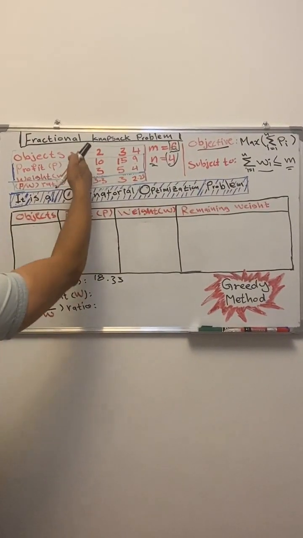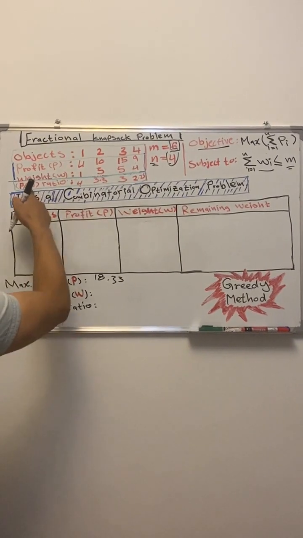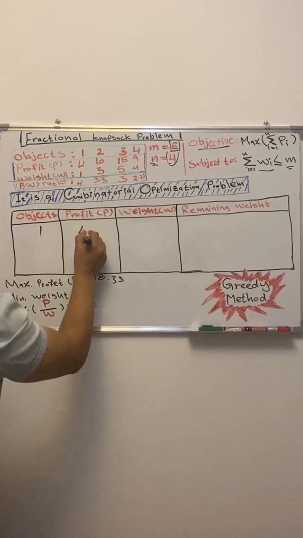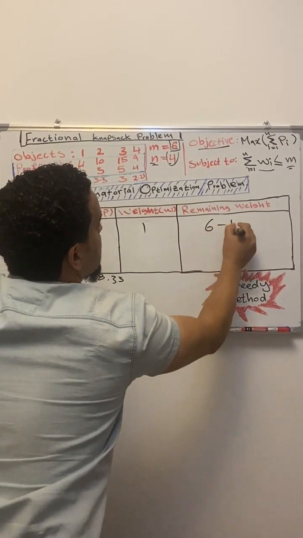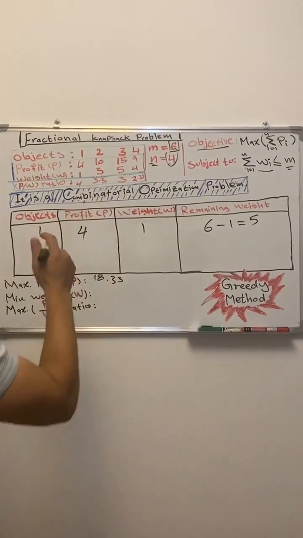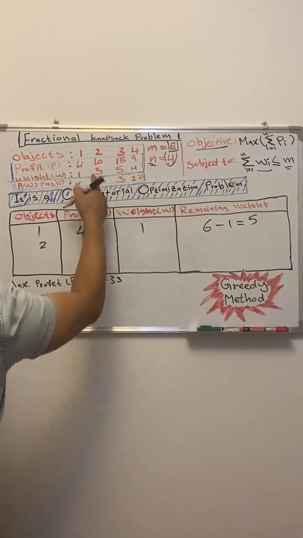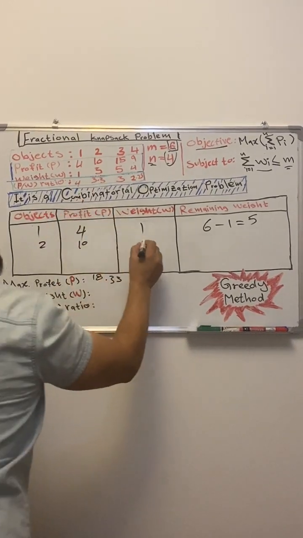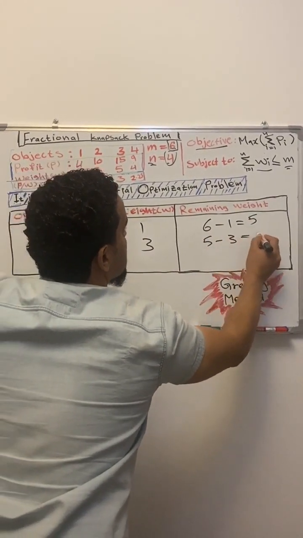Okay, let's see the objects with less weight, not with the highest profit. Which one is the first? The first weight is this one, object number 1. What is the profit? 4. What is the weight? 1. So what's the remaining weight? 6 minus 1, which equals 5. Now, what's the next least weight? This one, object number 2, the profit is 10. The weight is 3. So 5 minus 3, which is 2.